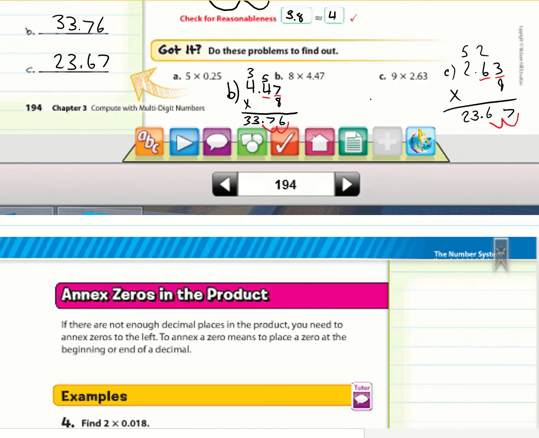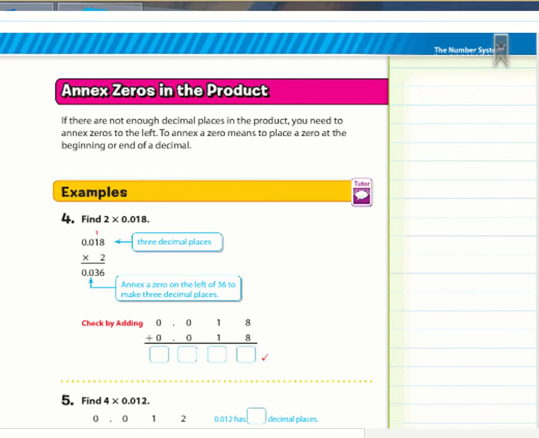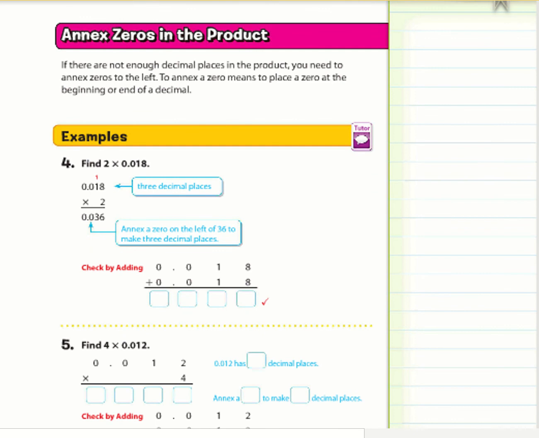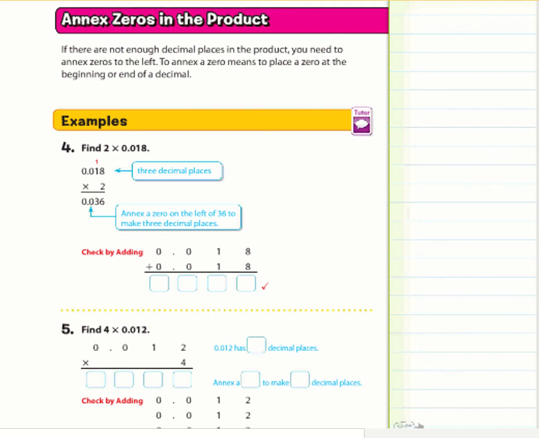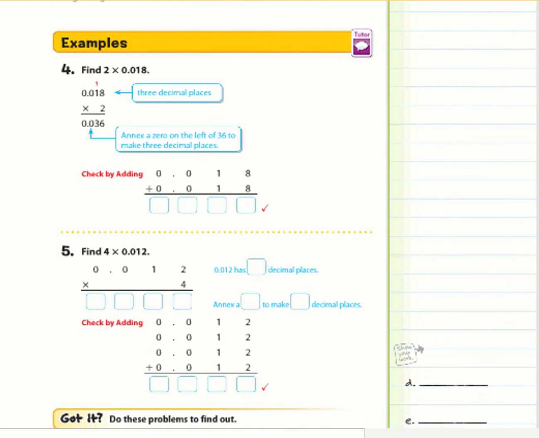And we're going to move on to example 4. So annexing zeros in the product. If there's not enough decimal places in the product, you'll need to annex zeros to the left. To annex 0 means to place a 0 at the beginning or end of a decimal. So we're going to start off by doing example 4. I know the work's already done for us, but I just like getting the extra practice in. So if we have 0, 1, 8, so it's 18 thousandths times 2.